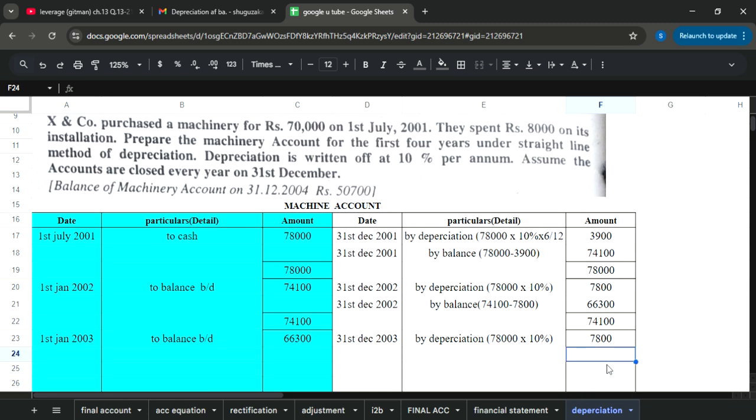Now it's time to calculate our balance. Date would be similar over here, and now by balance. How will you calculate? You will subtract the amount of depreciation from the value of asset, which is 66,300 minus 7,800. This way you will calculate the balance. Once again, 66,300, and you will subtract 7,800 amount of depreciation. So we have got our final amount.